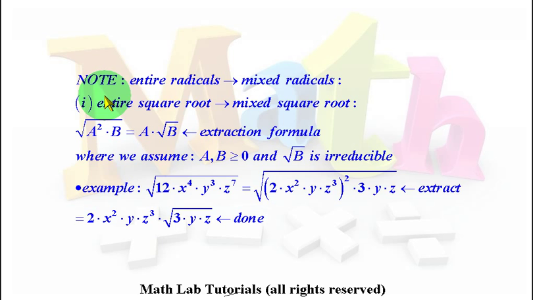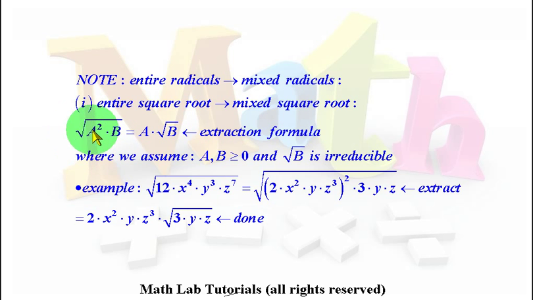This is a note on how to convert entire radicals to mixed radicals, the other way around. In the last slide, we were dealing with questions where we were going from mixed radicals to entire radicals. Now the idea is to start with an entire radical and reduce it to produce a mixed radical. Point number 1 deals entirely with square roots. So we're going to be going from an entire square root to a mixed square root. And this is called reducing radicals.